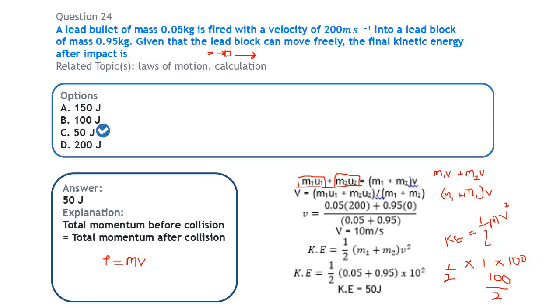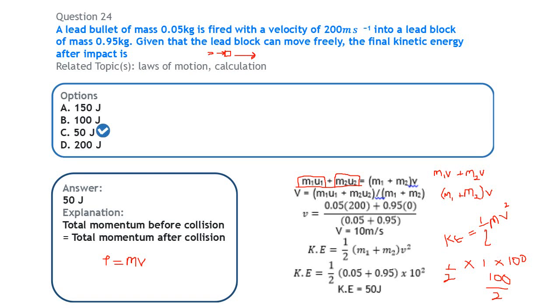bullet was fired into that block, we are assuming here that it penetrated the block, and then it moved together with the block. So that means that they are going to have a common velocity. So instead of saying v1 and v2, we just say let it be v. On this side we are supposed to have m1 v plus m2 v.